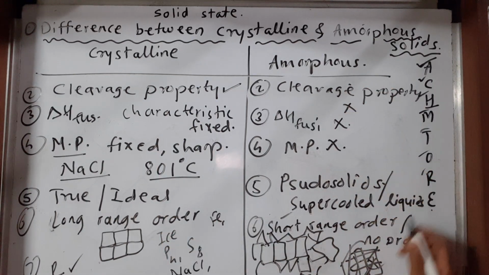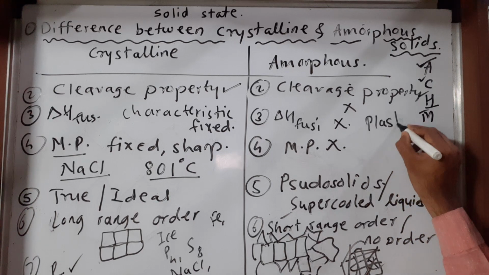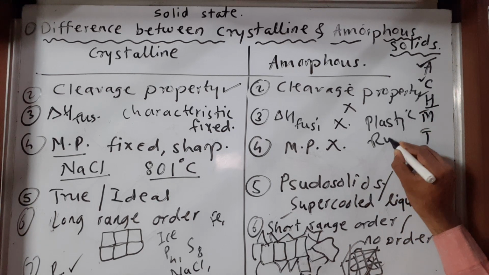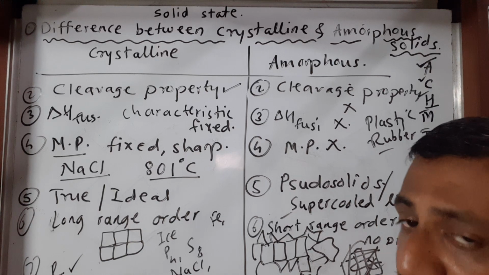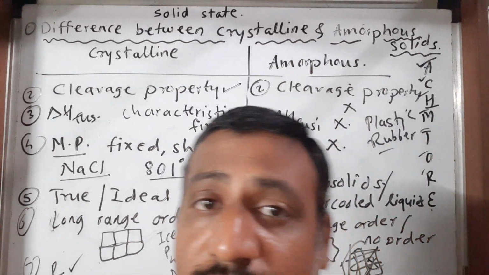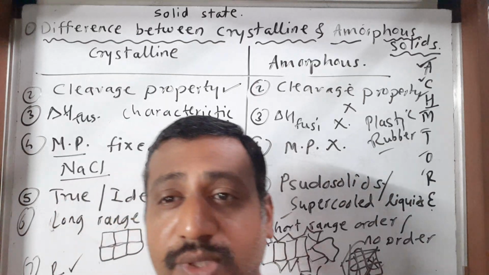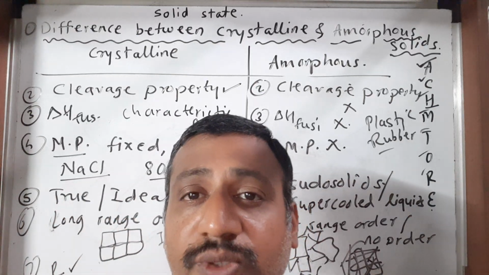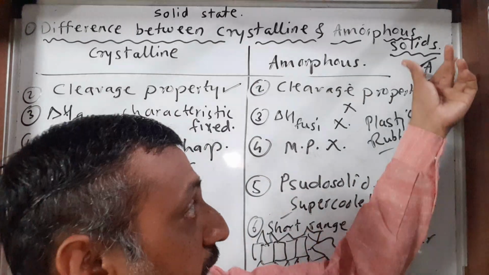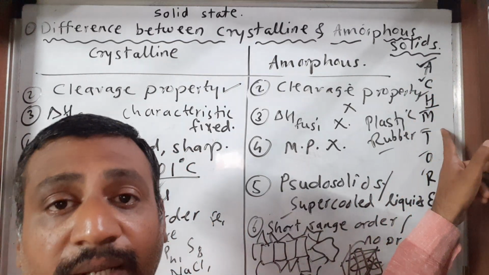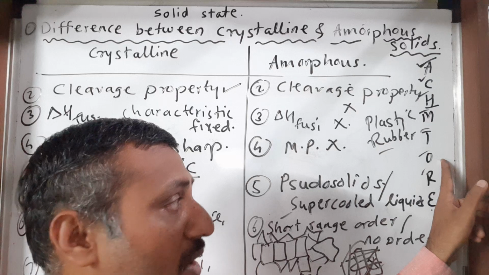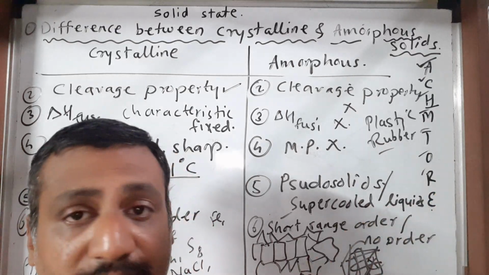Amorphous solids examples are which ones? Plastic, rubber, thermocol, glass, soil, wood, all these are examples of amorphous solids. So the hint is ACHMTORE: anisotropic, cleavage, heat of fusion, melting point, order, repeating pattern, and examples.